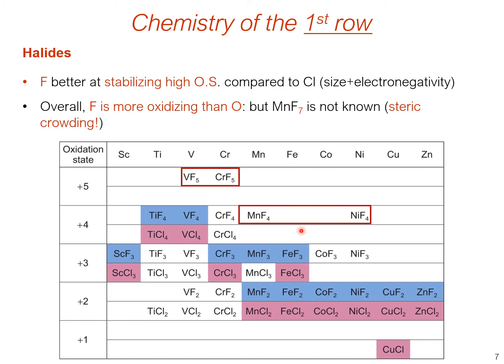One other thing to note is that although fluorine is more oxidizing than oxygen, and with the oxides we could get the highest oxidation state of manganese, we can't get a fluorine equivalent of that. So there's no MnF7. And this is because of what's called steric crowding. So manganese is a really small cation. Mn7+ is pretty small. And to cram 7 fluorines around one of those, especially with how many lone pairs fluorine has, there's just not enough room, especially with the electron-electron repulsions that will be present. It's just not possible.